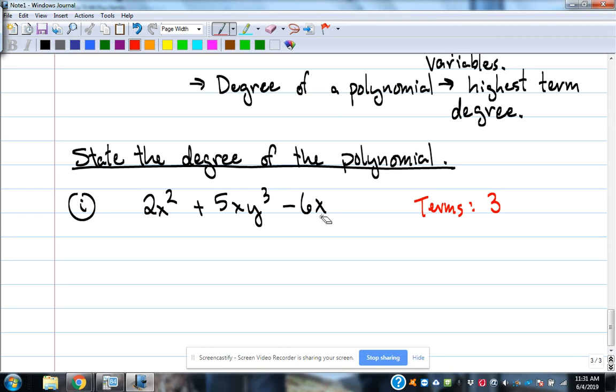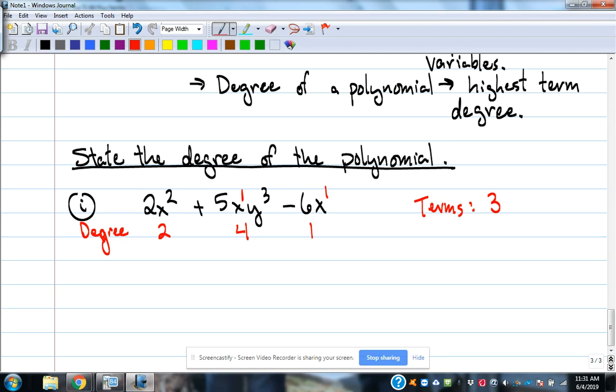Now, the degree of each term. What's the degree of the first term? It's the exponents on the variables. You add them together. Well, there's only one variable on this first term, so its degree is this exponent 2. The second term has 2 variables. What's the sum of the exponents on the variables? 4, because this x has a 1 on it, right? 3 plus 1 is 4. And then the third term has an x to the first power, so its degree is 1.